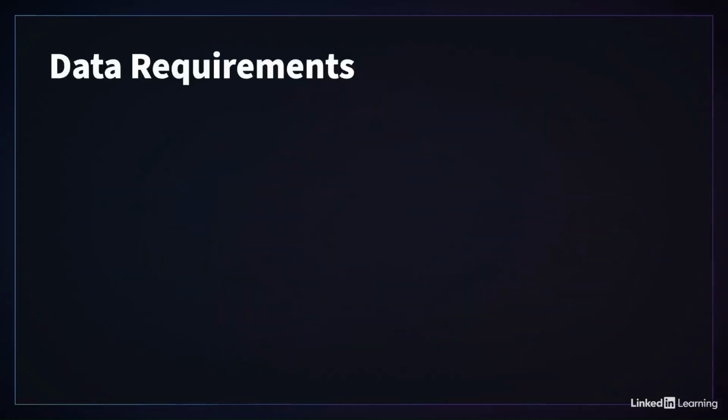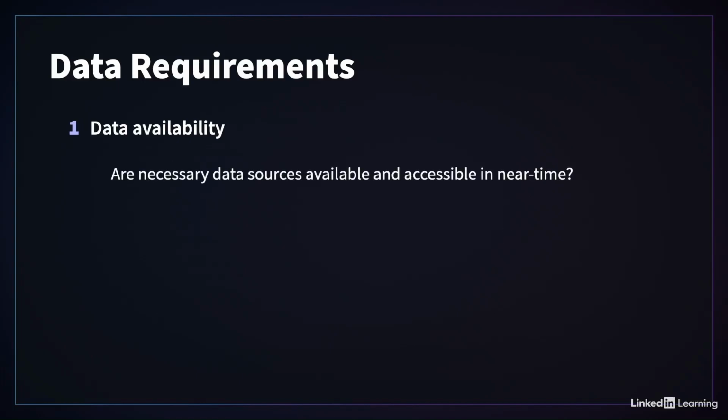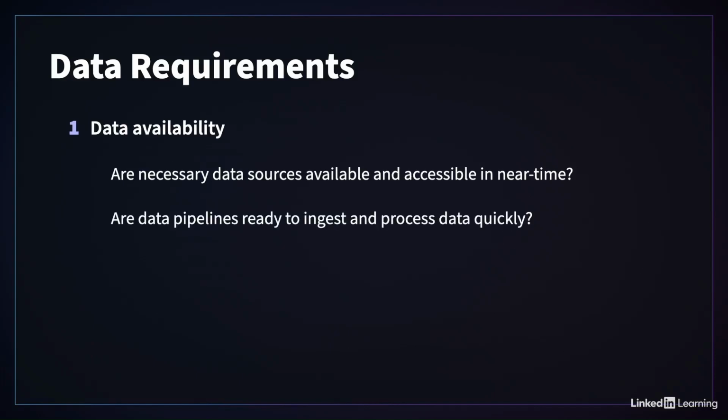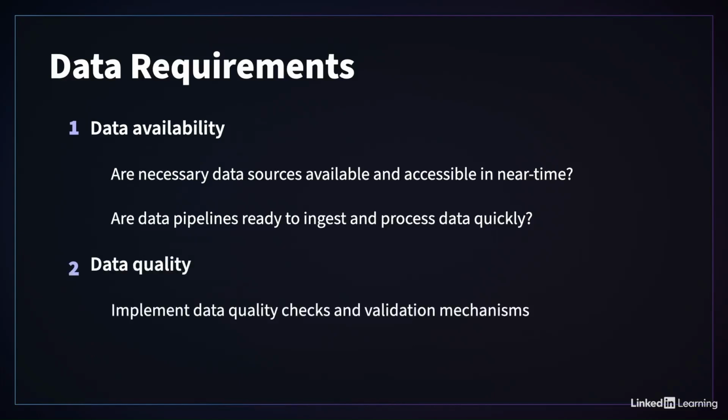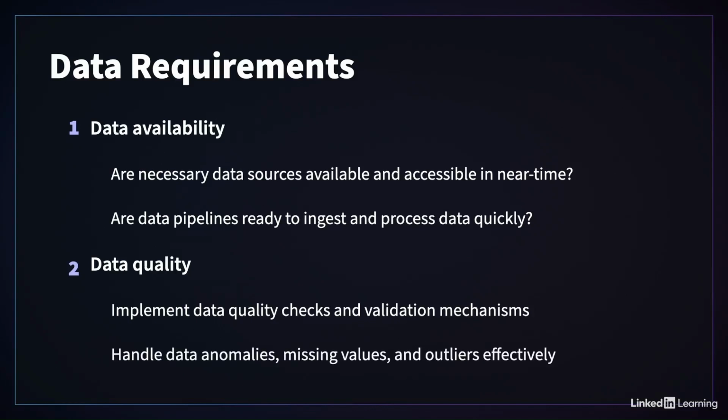First, let's talk about data requirements. One of the most important considerations is data availability. You need to ensure that the necessary data sources are accessible in near time and that your data pipelines are ready to ingest and process that data quickly. Additionally, data quality is paramount. Implement data quality checks and validation mechanisms to handle anomalies, missing values, and outliers effectively.